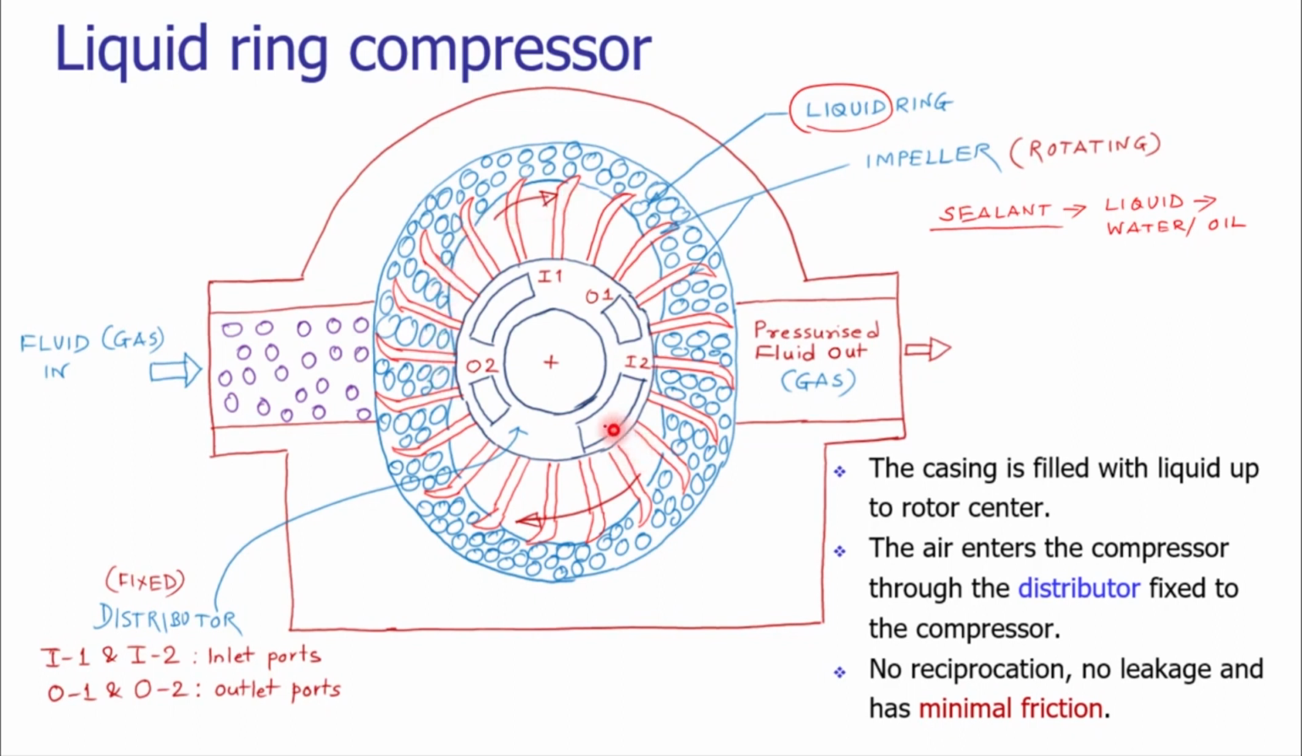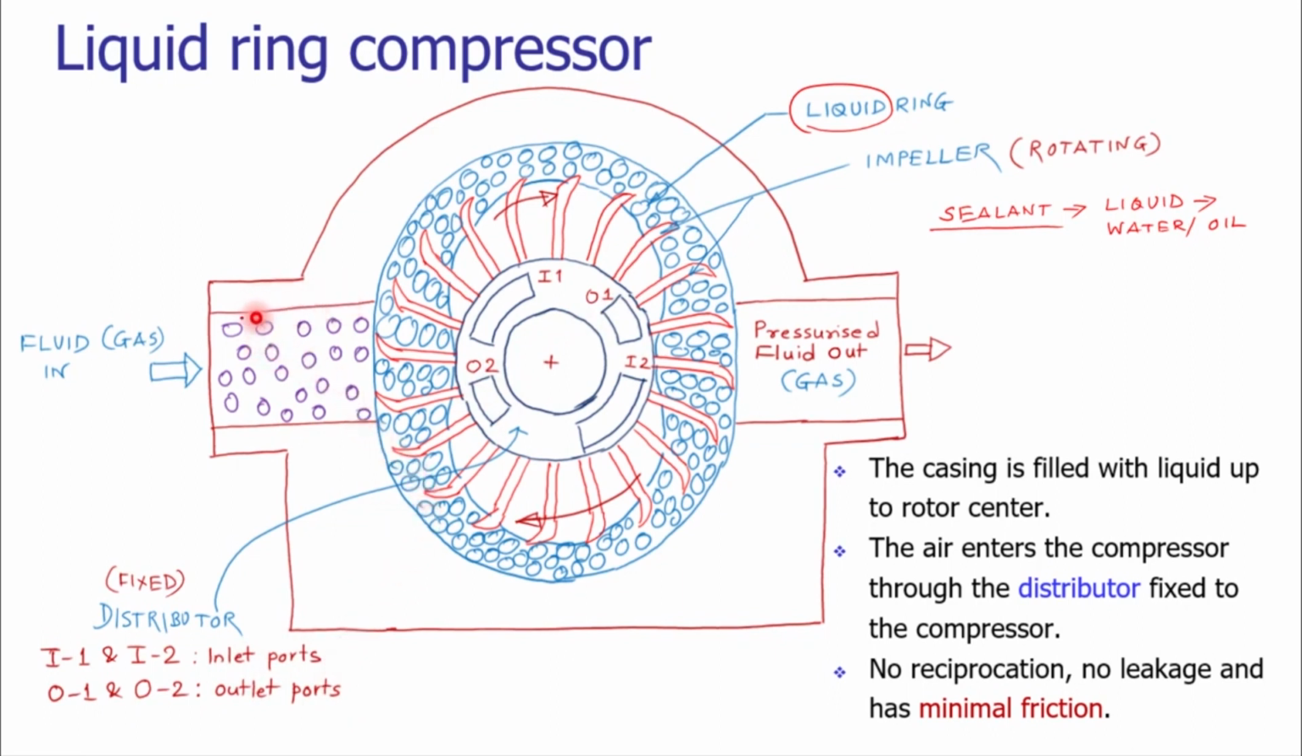At the end of the shaft, we have a distributor, but note that the distributor is fixed. The distributor is not rotating, and it is mounted separately on the casing. The distributor is a mechanical element and it has four openings: I1, I2, O1, O2. I1 and I2 are the inlet ports and O1 and O2 are the outlet ports.